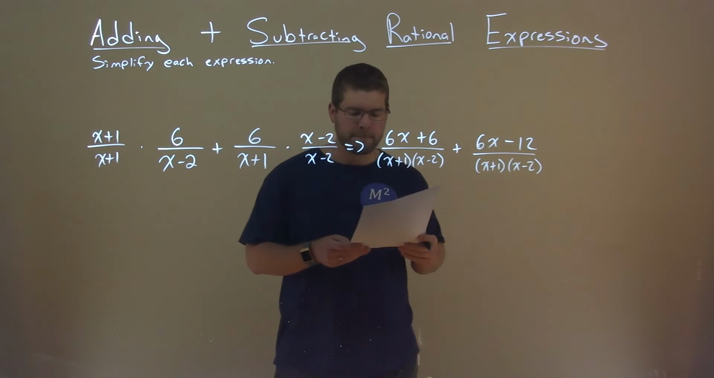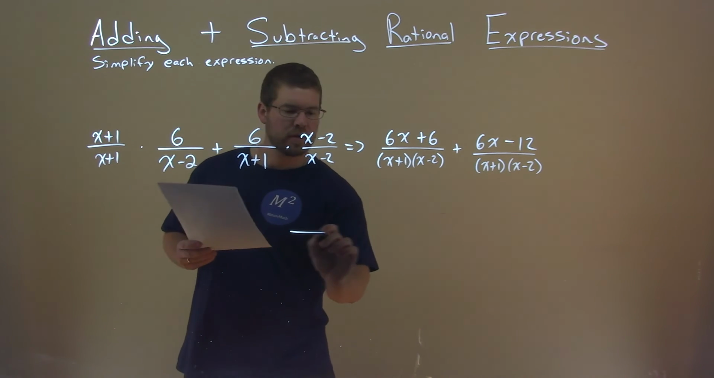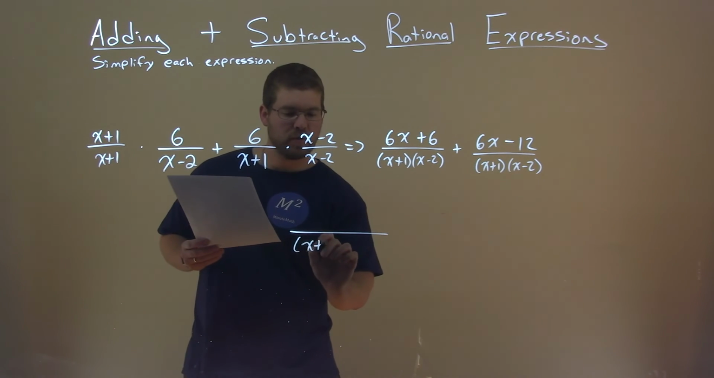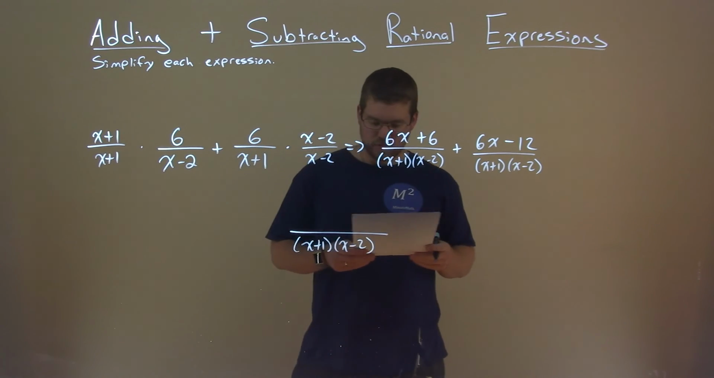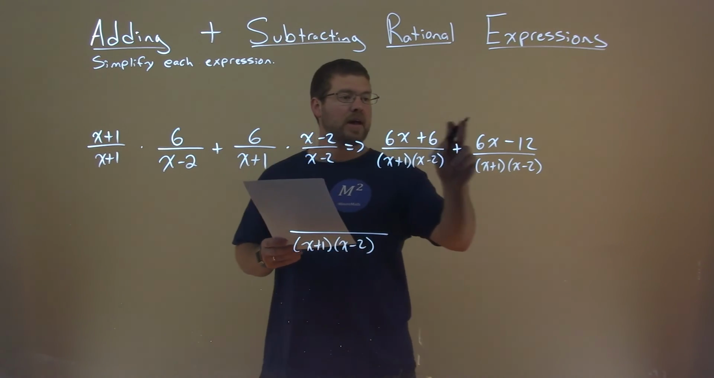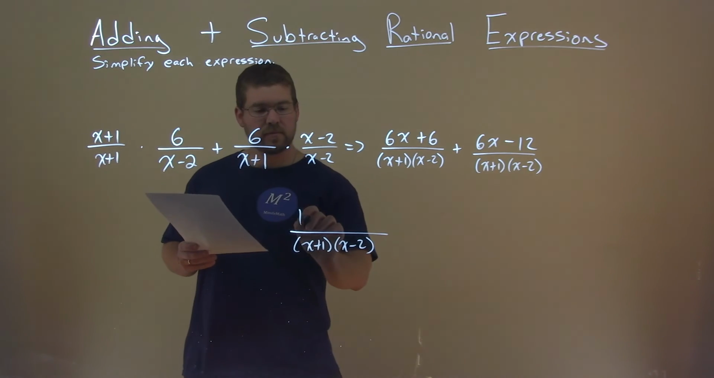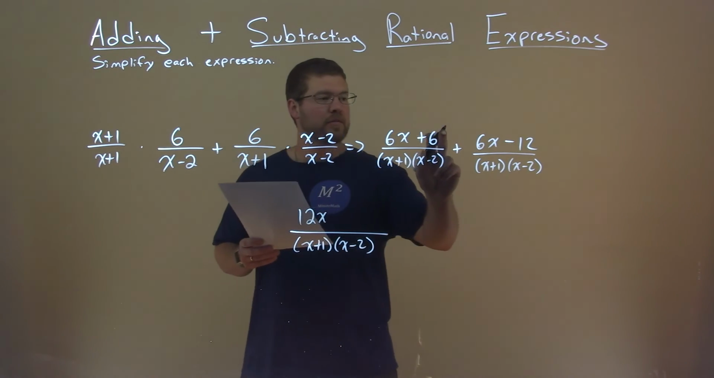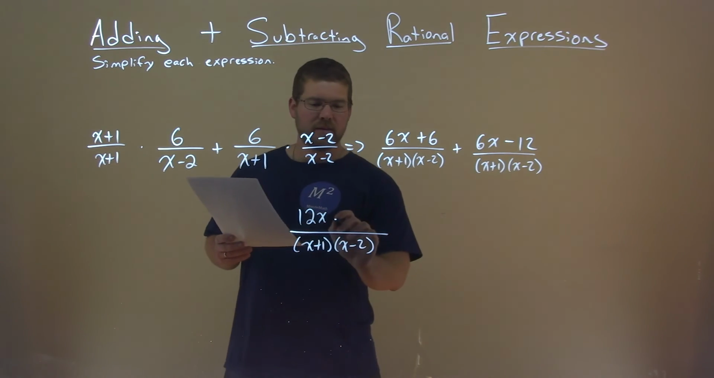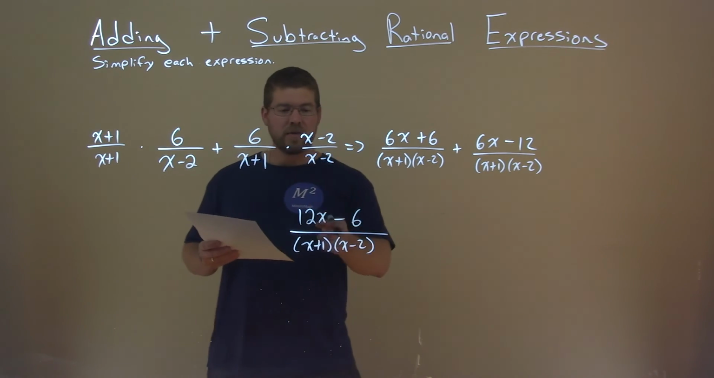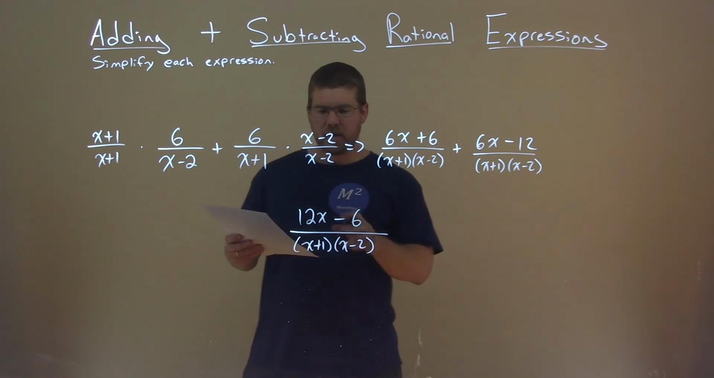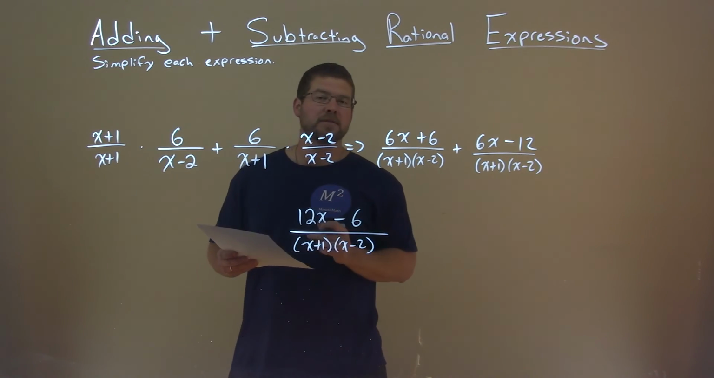Okay. Well, we now have a common denominator of that x plus 1 times x minus 2, and we can combine our like terms in the numerator. 6x plus 6x is a 12x. Positive 6 minus 12 is a negative 6. So there we have it. Our final answer, 12x minus 6 divided by x plus 1 times x minus 2.